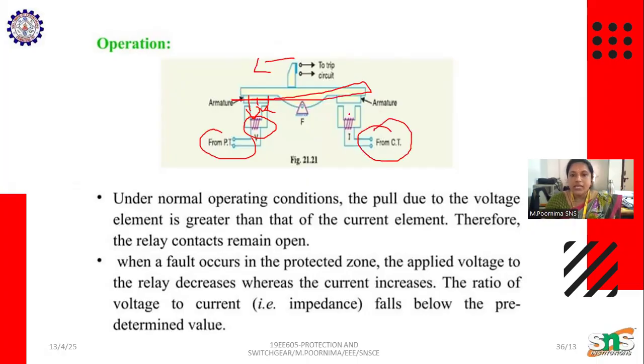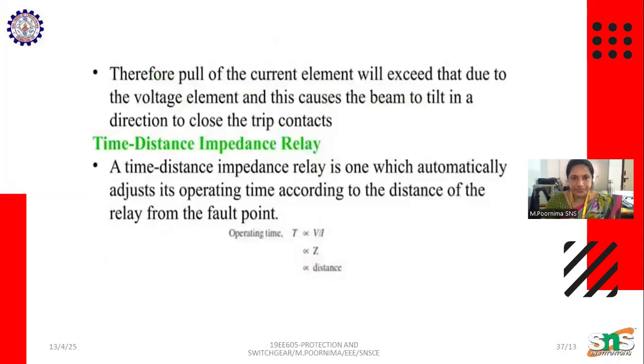Now when this current coil gets energized, this side armature gets attracted. This moves to this side, and on the opposite side it gets connected to the trip. When the current coil gets energized, only then will it trip the circuit. So this is the basic operation of the time distance relay. The time distance relay automatically adjusts its operation time according to the distance of the relay from the fault point. Okay, this is the operation of the distance relay.